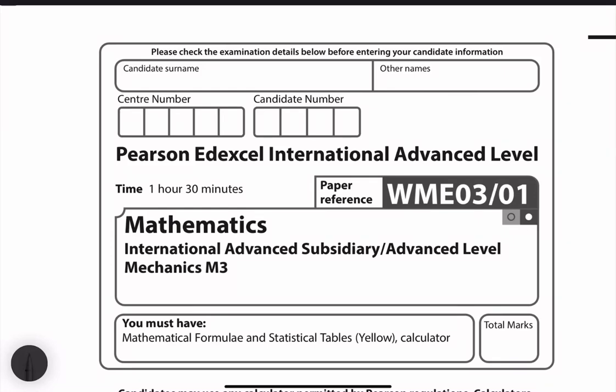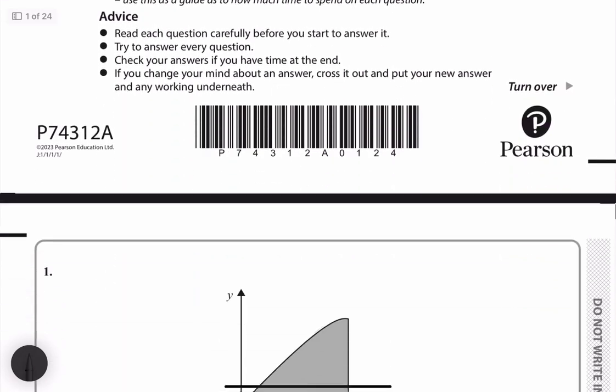Hello and welcome to this M3 past paper. This was the 2023 January paper. You were allowed a calculator, the formula booklet, and an hour and a half.